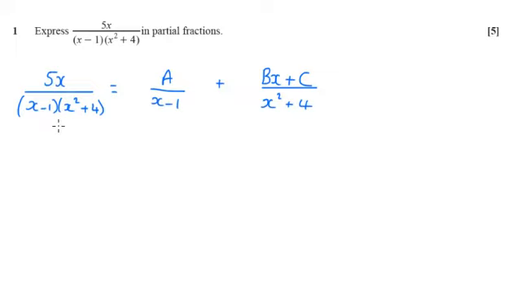We're going to multiply both sides by the denominator of the left hand side, and that's going to give us a bracket x squared plus 4, because the x minus 1s cancel, and bx plus c times by the x take 1.